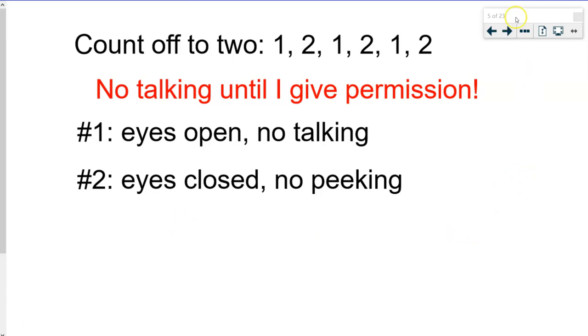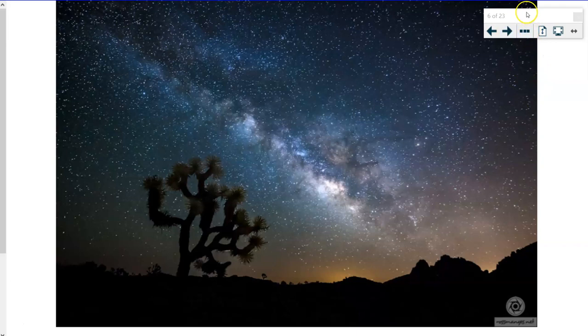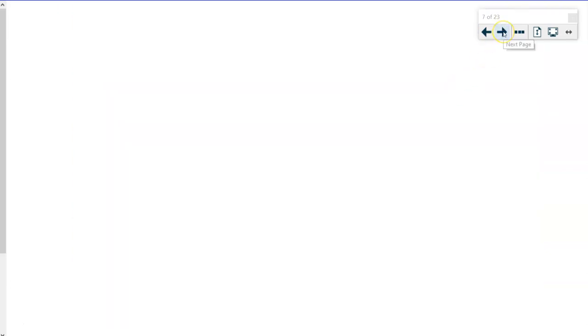Eyes open. Okay, here it is. Okay, back to those directions. Number one, your eyes are open. You're looking at the screen. Number two, your eyes are closed, no peeking. And here is what I want to show you. Absorb it, take it all in. Start thinking of words that you could use to describe it without explicitly stating what you're seeing. Okay, it's off the screen.